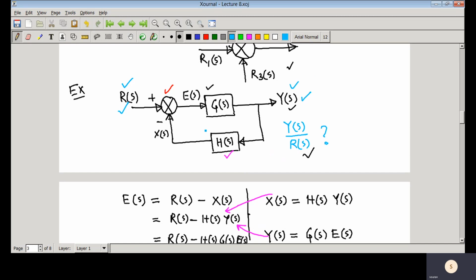Now one interesting thing you can notice here, that this is a closed loop control system, and this particular portion of the block diagram is called the forward path, and here this is the feedback path.